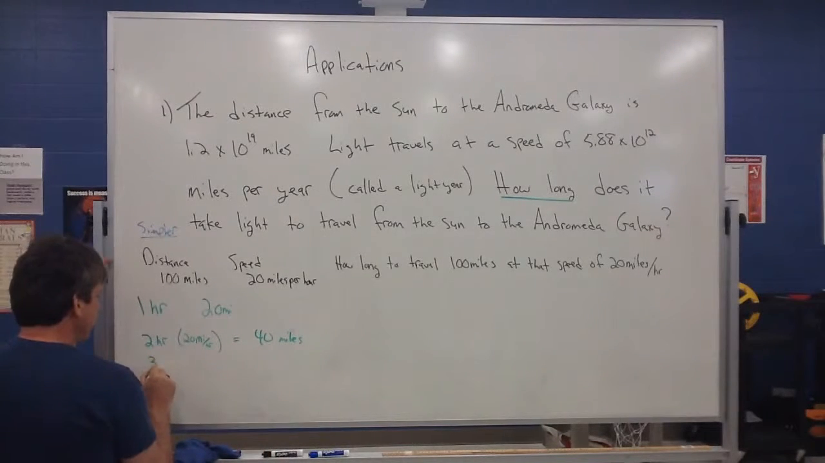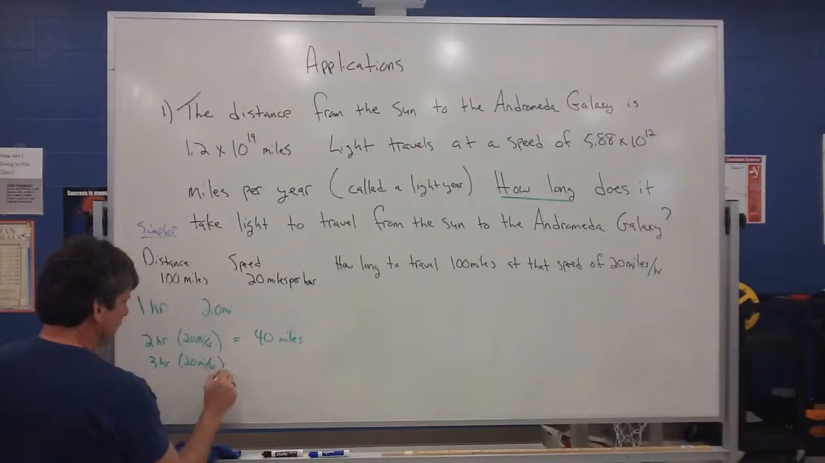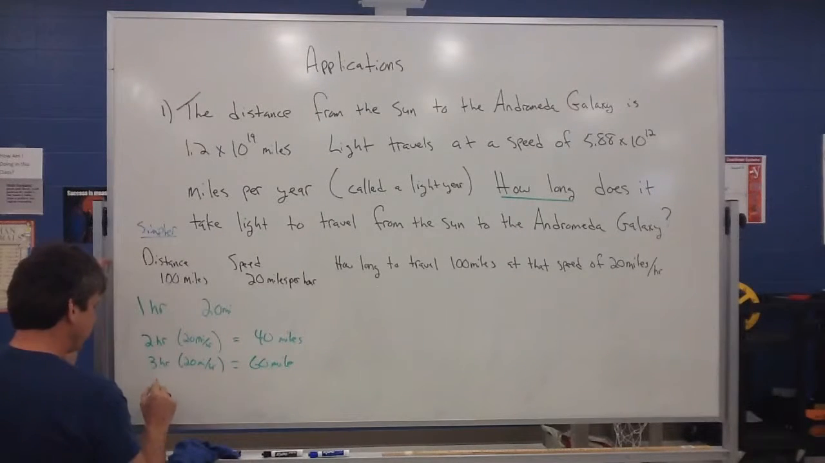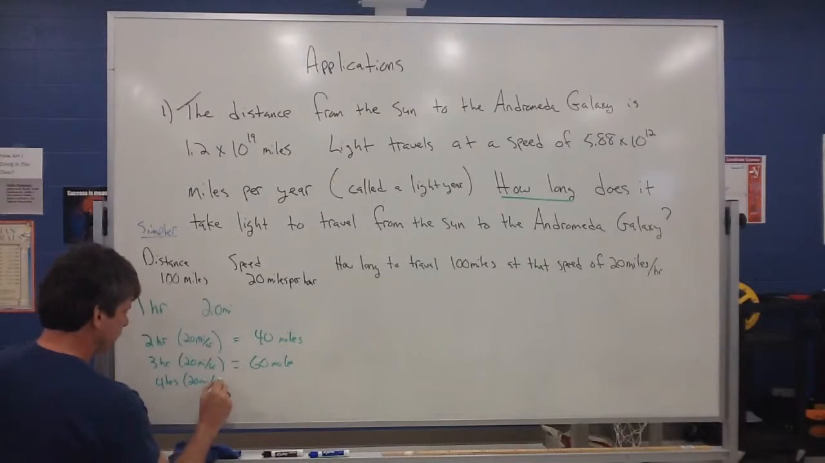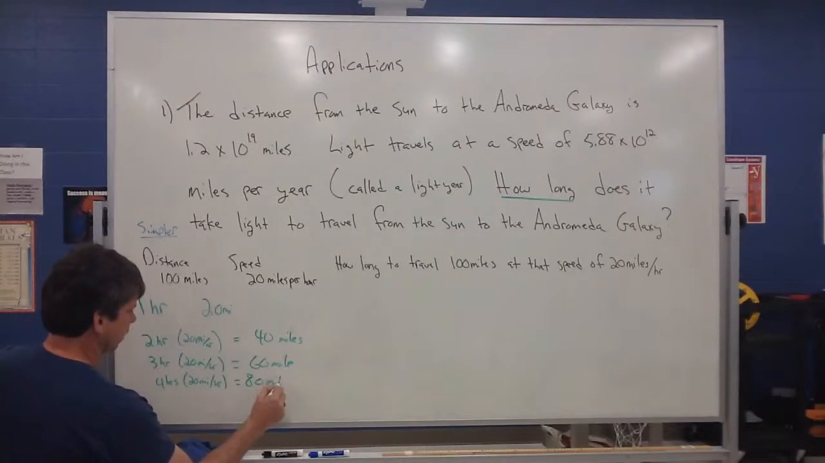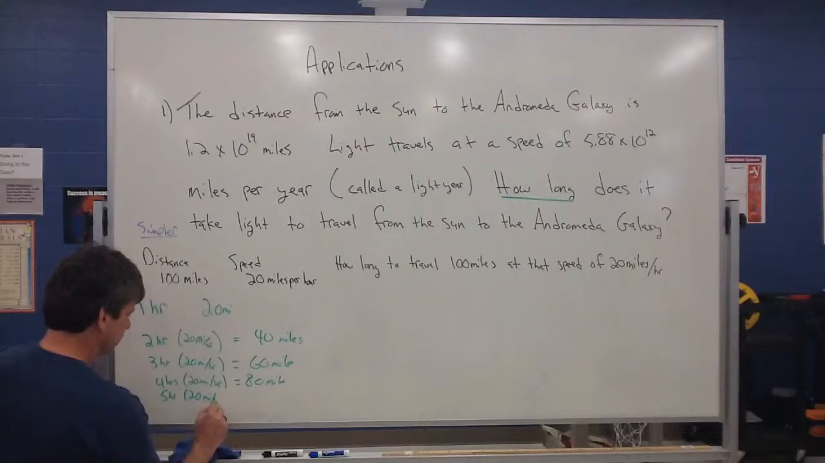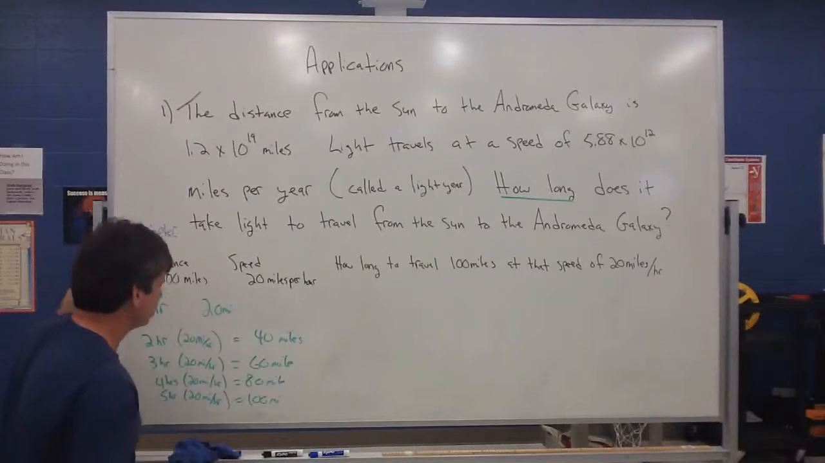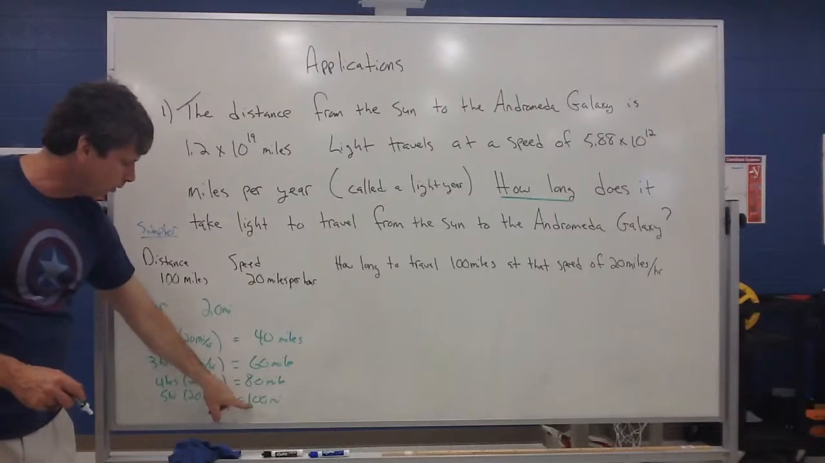So if I travel 3 hours, and again if I'm going 20 miles per hour, I'm kind of seeing that would give me a distance of 60 miles. If I go 4 hours, traveling 20 miles per hour, I kind of see that I'm going 80 miles. And if I go 5 hours at 20 miles per hour, I kind of see that that's going to get me up to 100 miles.